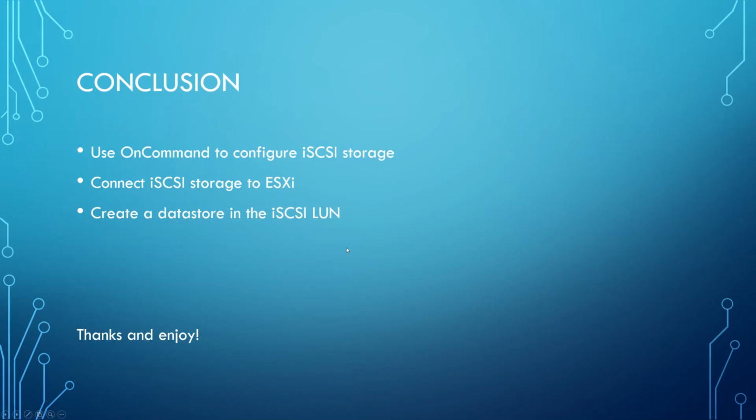Right, so on to the conclusions. So basically, in this video, I showed you how to use the OnCommand System Manager on ONTAP to configure some iSCSI storage. And then we connected the storage to ESXi and created a datastore using the iSCSI storage.